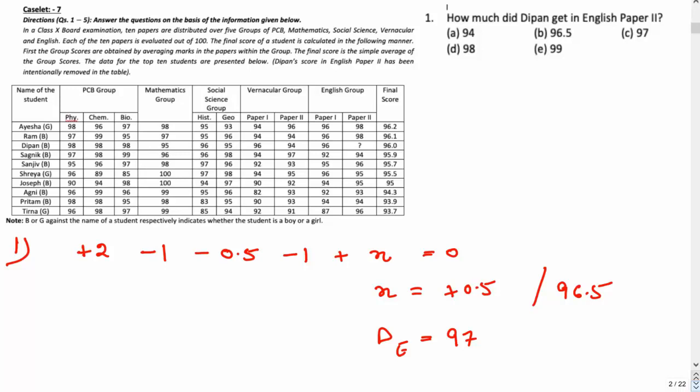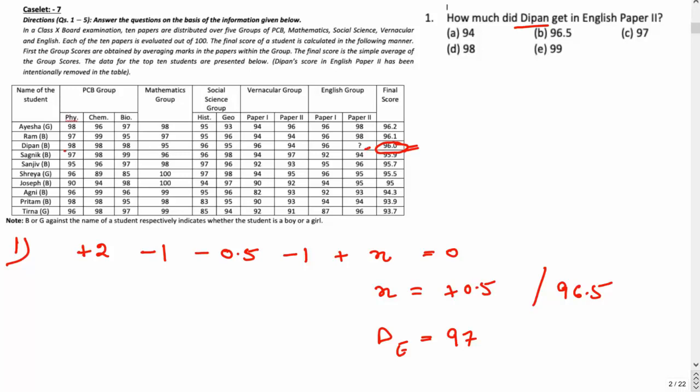If you have understood the concepts correctly, the deviation method is used wherever you see data points like this. Too many data points or too big numbers, you should think of deviation. Or if you know an average, you should think of deviation. We know the average over here, that is 96. That is his final score, right? So how much did Dipan get in English paper 2? To find this missing value, I can take the average, which is already 96, and use the deviation method.